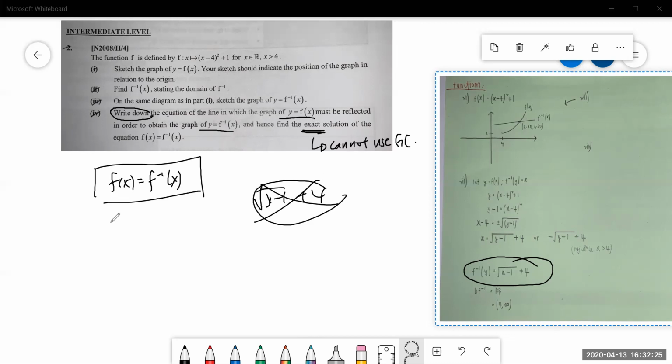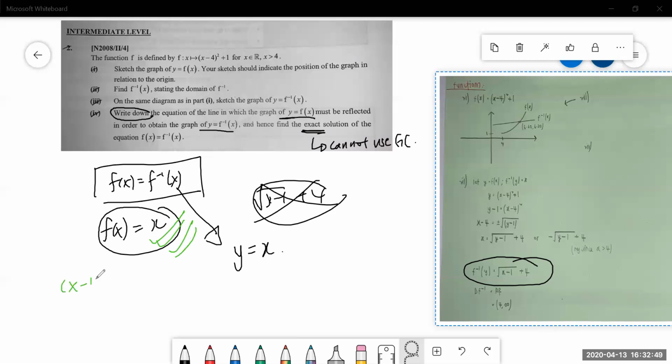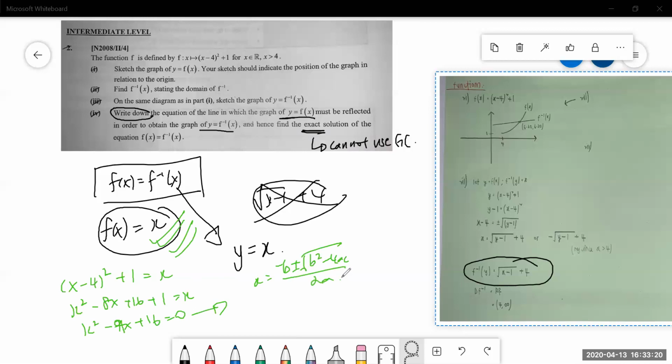Oh, intersection. Yeah, it's the intersection. I will solve for f(x) equals x, because the intersection of f(x) and f inverse x is also at y equals x. Just nice. So we just have to solve for this, which is very easy: (x minus 4) squared plus 1 equals x. I think we can do this one. From here, you have to use the general equation: x equals minus b plus minus square root of b squared minus 4ac, over 2a. Can?